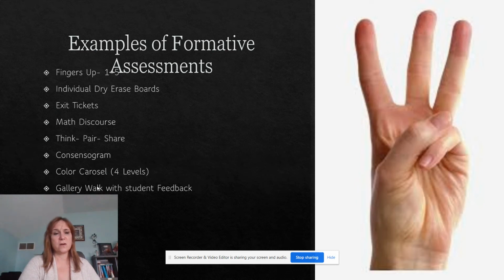Think, pair, share, consensograms, color carousels, gallery walks with student feedback. So in gallery walks with student feedback, it's great to teach students how to give effective feedback also, because if they can give effective feedback about the learning target, you can, as a teacher, see that they're understanding what the learning target is.